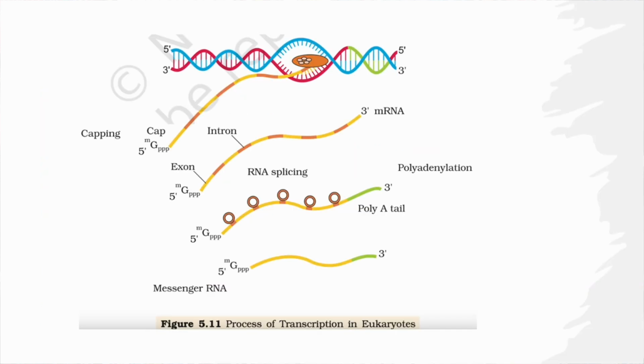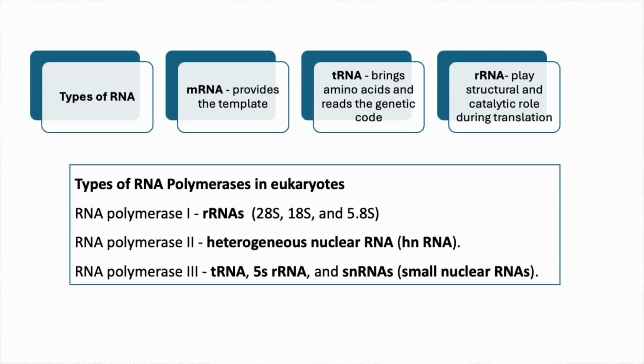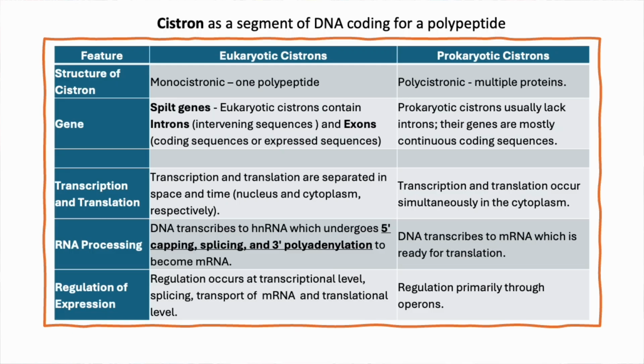When we learn eukaryotic transcription, learn the process of maturation of hnRNA into mRNA, which involves capping, tailing, and splicing. Learn what exons, introns, and split genes are in a eukaryotic organism. Then there are different types of mRNAs and their functions, and different types of RNA polymerases in eukaryotes and their functions. Compare and learn the cistron in a prokaryote and eukaryote.